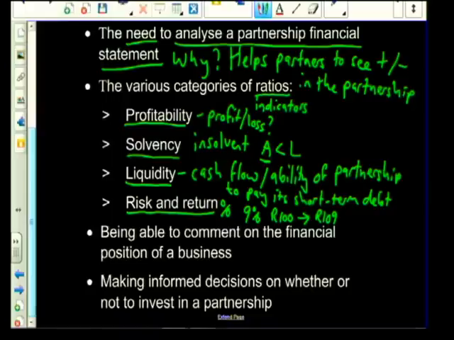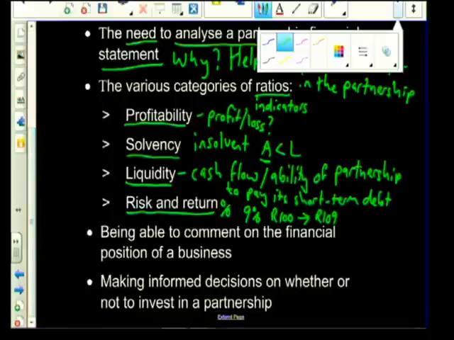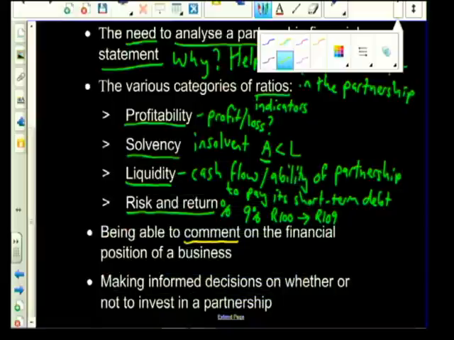So the purpose of analyzing a partnership financial statement, we can break down into two reasons. Firstly, we want to be able to comment on the financial position of a business. When you work in a business one day, you will probably see a whole lot of annual reports where the directors of a business or where the partners in a partnership produce a long document explaining to the investors how much money they have earned, how well or how badly the business is doing. And an annual report like that requires all of these different ratios to give people an indication of whether the business is doing well or whether it's doing badly.